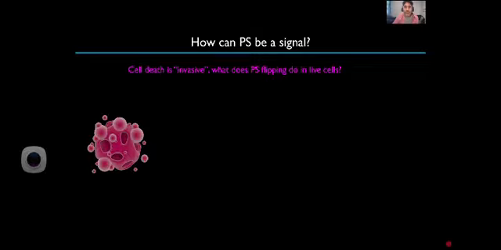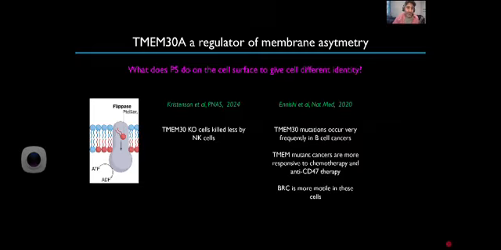Next slide, please. So we want to do it in live cells, where we can mutate TMEM30, for instance, which is a flippase. This flippase is taking the PS lipid from outside back to inside, so that cells become PS-free, the surface becomes PS-free. But if you knock that out, then PS cannot go back inside anymore. So you can basically have PS-positive cells.